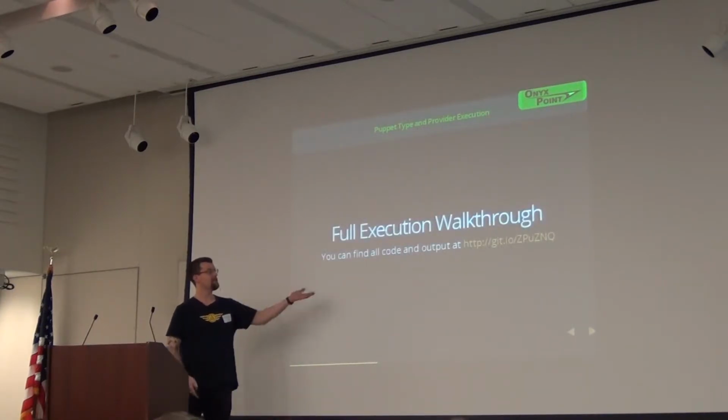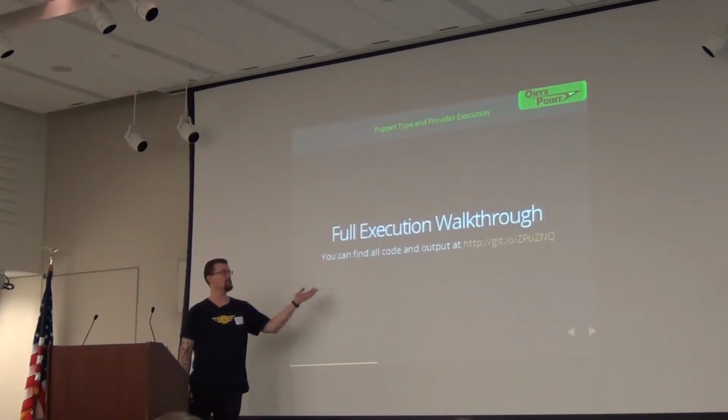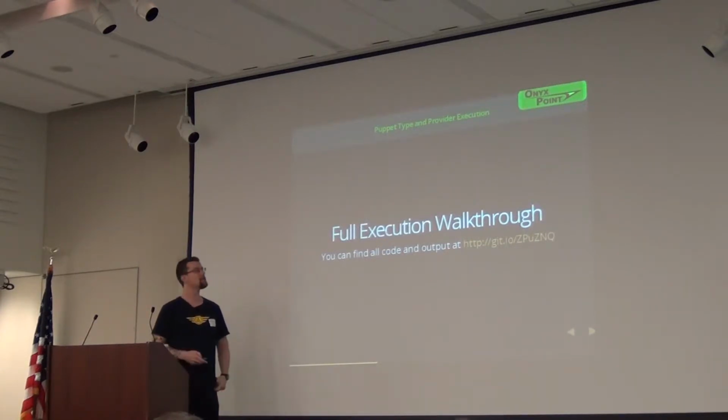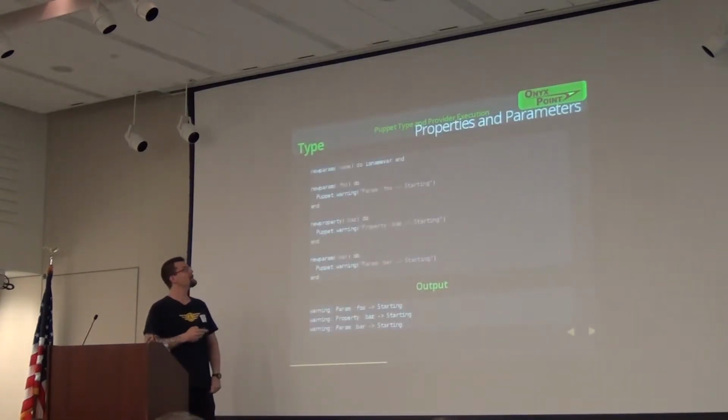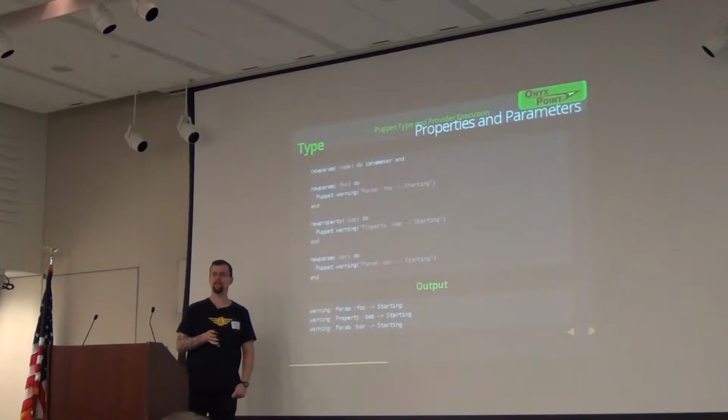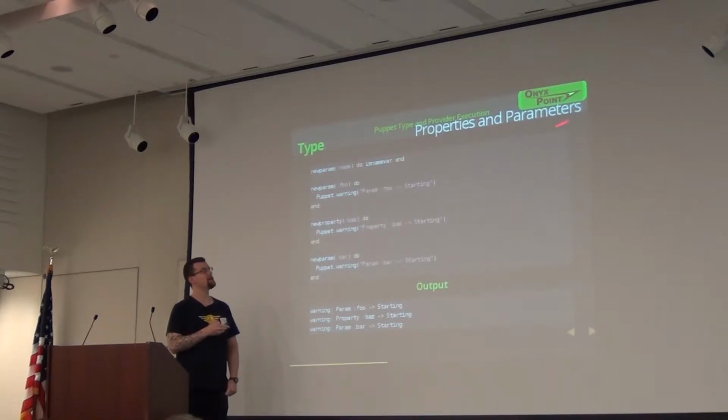Okay, so again, full execution walkthrough. If you want to, you can find all the code and output at this location. This presentation will be online, and this code will be locked up on GitHub, so you can get it at any time. All right, so the way I set up the slides is over in the left-hand corner here, I'm showing you where we are in either the type or provider, because Puppet jumps back and forth between the two as it executes. And then here, I'm describing what section we're actually running through.